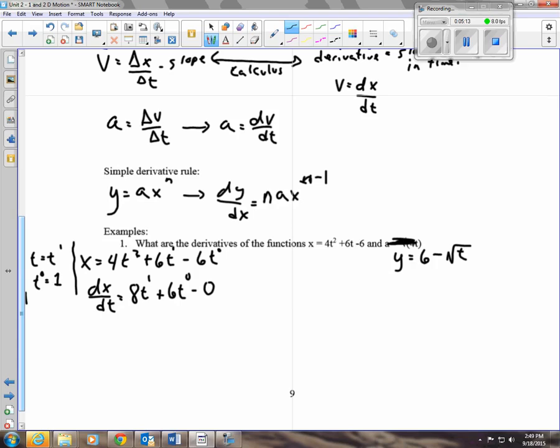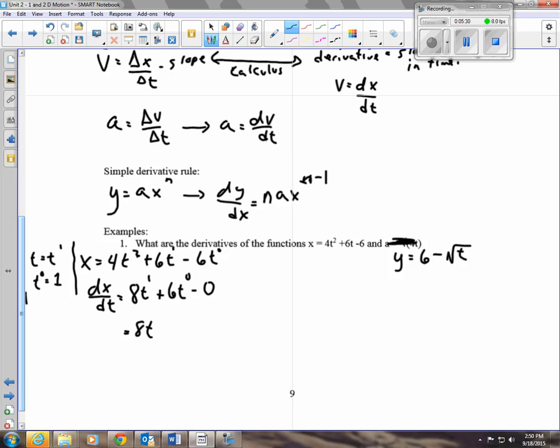And that happens anytime you have a constant. When you take the derivative of the constant, it ends up being 0, and it cancels, so you don't have to worry about it anymore. Now, I did this out in kind of detail. I probably wouldn't write t to the 1. I would just write it as t. And here I wouldn't write t to the 0.